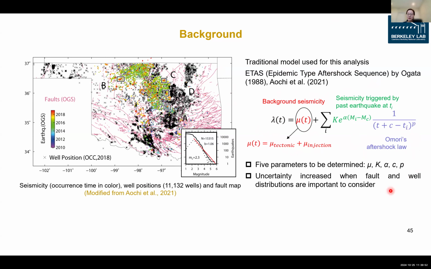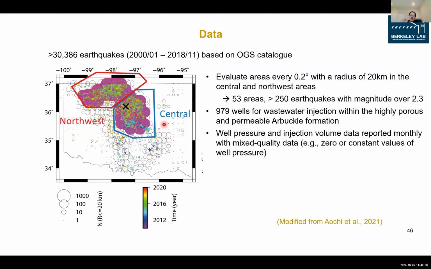And the uncertainty increases when the fault and well distributions are so important to consider, and there are a lot. So for the data, we were trying to select a region that makes sense, and that means the units of the regions have enough seismic events, but not too many. Enough means they form statistical features or trends, but not too many that we cannot capture the localized implicit geophysical or structural features.